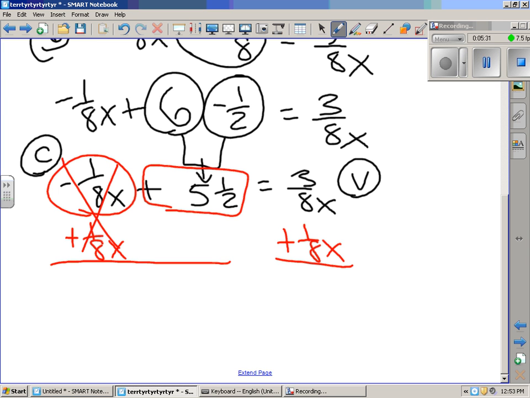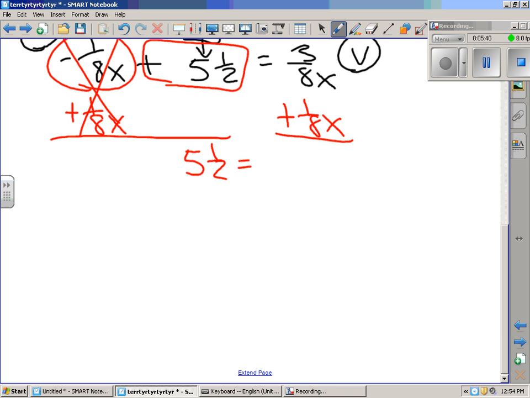Negative 1/8x, negative 1/8x plus 1/8x equals 5 1/2. And then that equals 4/8x.